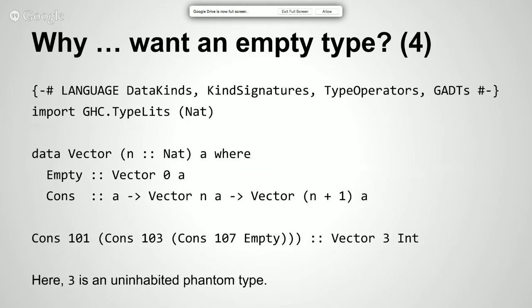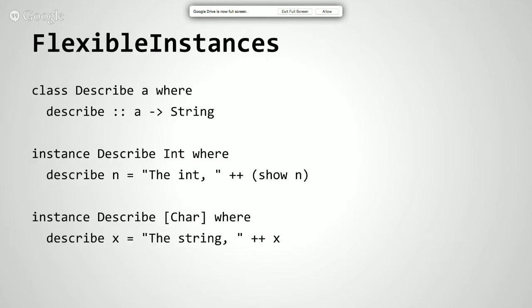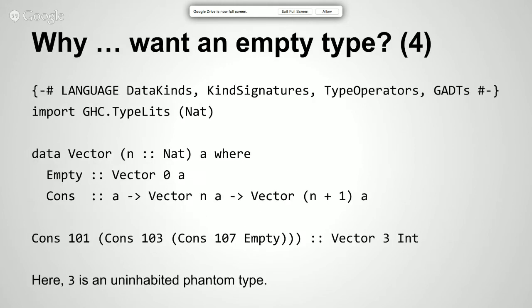So we have this Vector 3 Int, which is a Cons 101, Cons 103, Cons 107, Empty. There's nothing of type 3 in it. The type 3 doesn't have inhabitants. It's purely a phantom type. So that's for type checking the length of the vector?